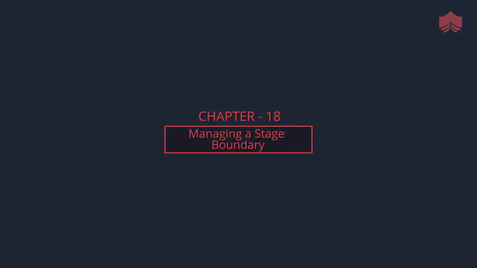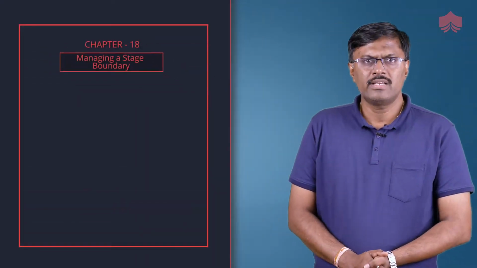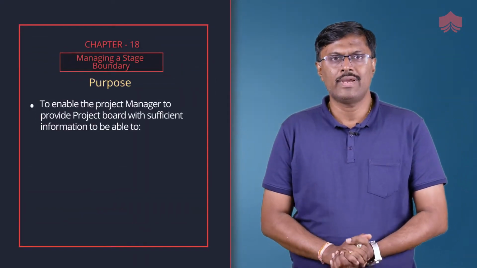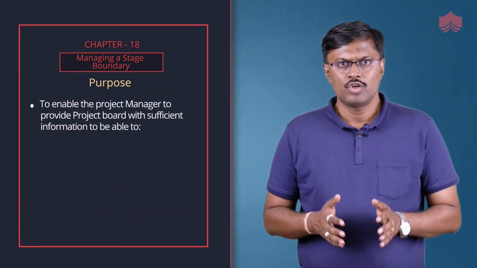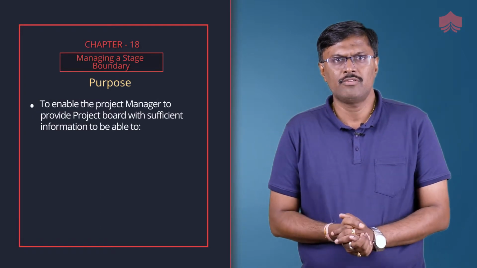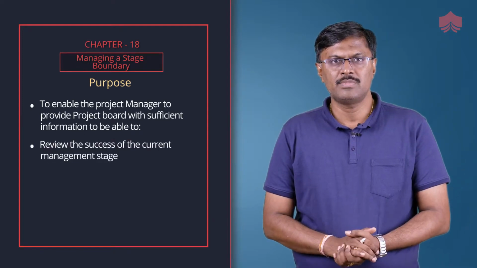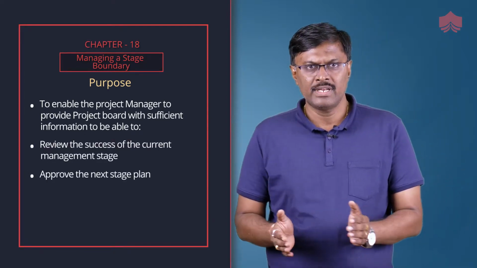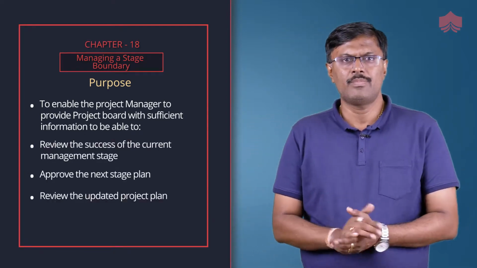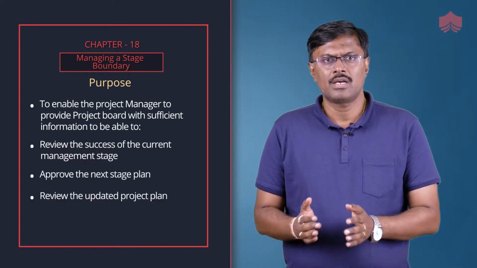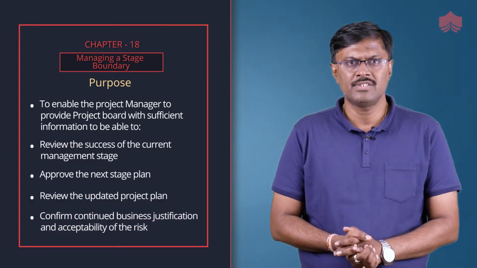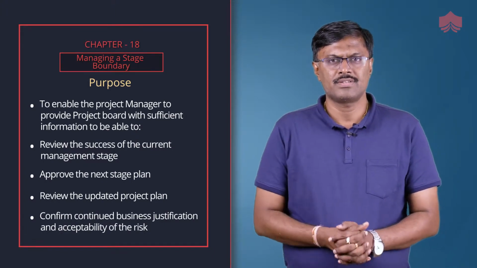In this video, let us look at the managing stage boundary process. The purpose of managing a stage boundary process is to enable the project manager to provide the project board with sufficient information to be able to review the success of the current management stage, approve the next stage plan, review the updated project plan, and confirm continued business justification and acceptability of the risk.